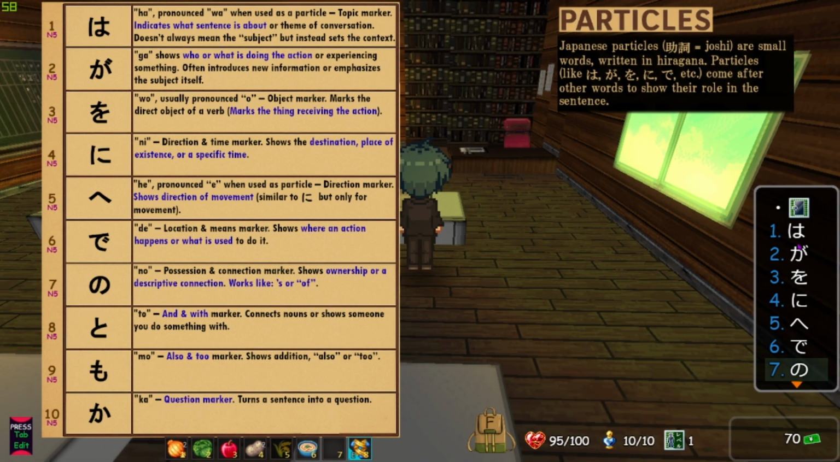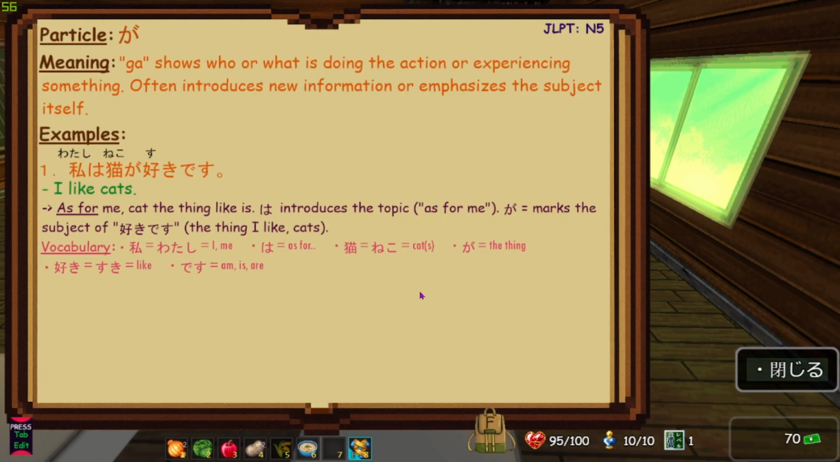Good. Number 2 is ga. Now, ga and wa, these are two you can use in similar situations, but it's emphasizing something else. Ga shows who or what is doing the action or experiencing something. Often it introduces new information or emphasizes the subject itself. The example is actually good, because we have wa and ga in one sentence.